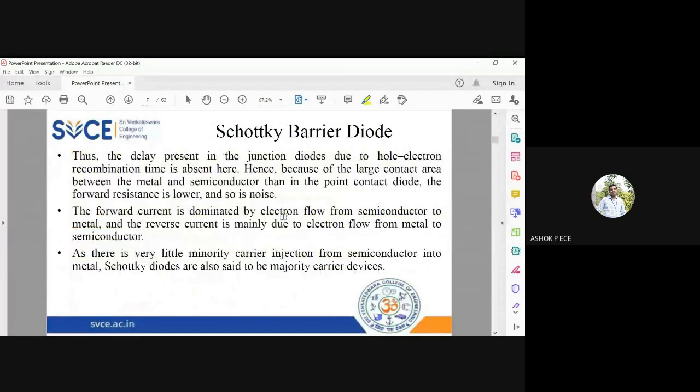The delay present in the junction diode due to electron-hole recombination time is absent here. That's what we saw: we said the minority carriers are absent. So the time taken for the device to switch from on to off state and off to on state is going to be very, very minimum. And there is a larger contact area between the metal and semiconductor, so the forward resistance is less and the noise is less.